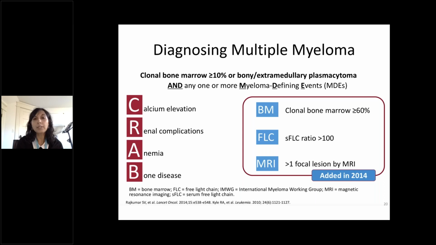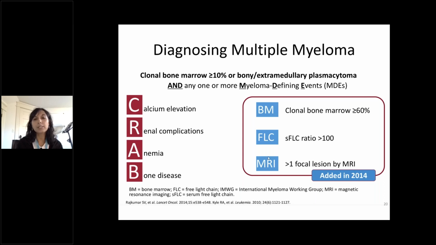So how do we diagnose multiple myeloma? We need to demonstrate 10% or more plasma cells in the bone marrow, or sometimes patients have these deposits on their bones and other places, and those are called extramedullary plasmacytomas. Occasionally we do end up biopsying one of those, and that shows plasma cells. So you need to have one of those plus a myeloma defining event.